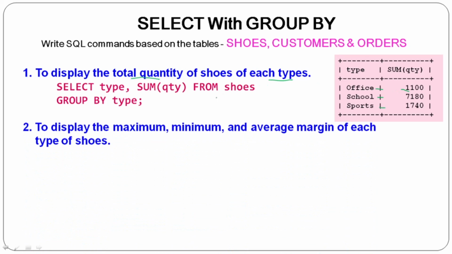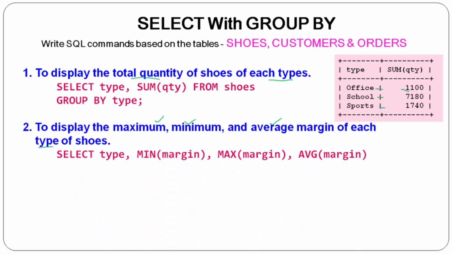Next question is to display the maximum, minimum and average margin of each type of shoes. Here also we have to group by using the type, and max, min and avg function is to be used. The query will be select type, min margin, max margin, avg margin from shoes, group by type.